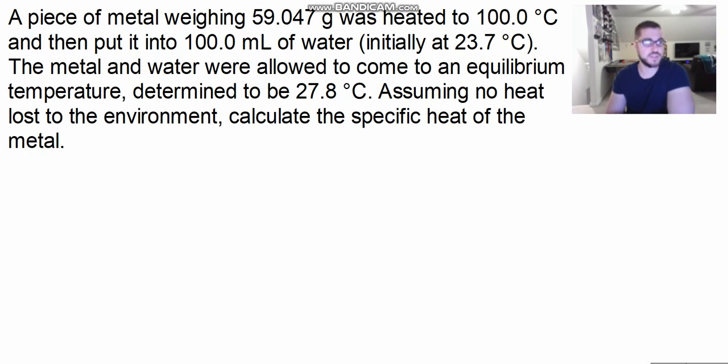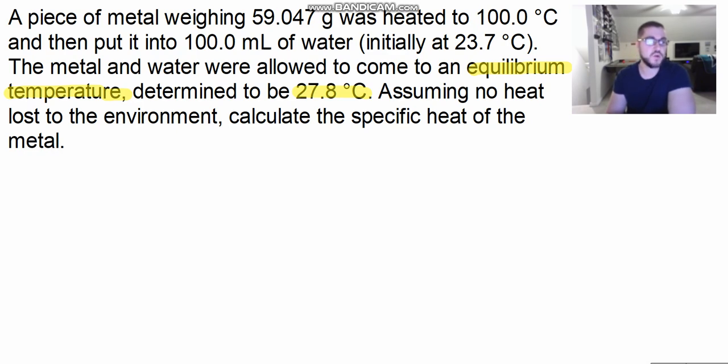Then it goes on to state that the metal and the water were allowed to come to an equilibrium temperature. So this part can be a little confusing, what this means. An equilibrium temperature means nothing more than that the metal and the water at the end of this problem or experiment have the same temperature. So we're then told that this equilibrium temperature is 27.8 degrees Celsius.